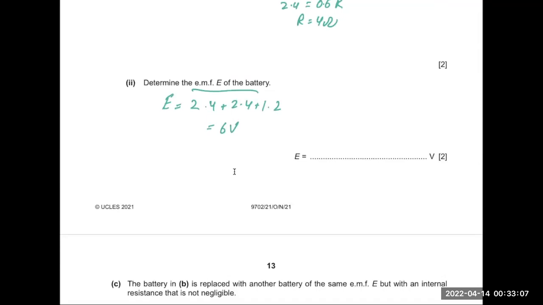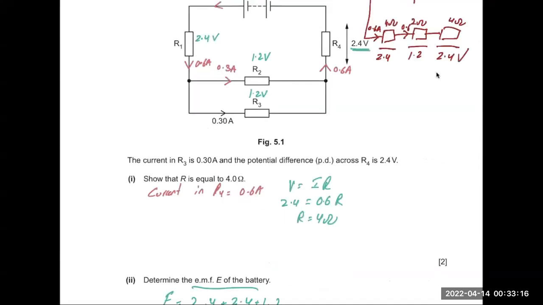In a parallel resistor, current divides and the potential difference stays the same. 0.6 ampere here gets divided into 0.3 and 0.3. And the potential difference stays the same, 1.2 and 1.2. They have the same potential difference. Both of these have the same potential between themselves. We're not comparing with anything else.